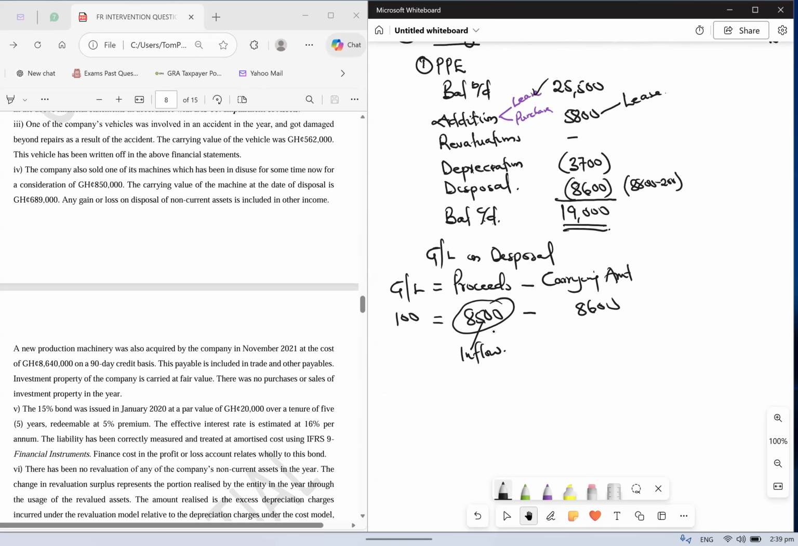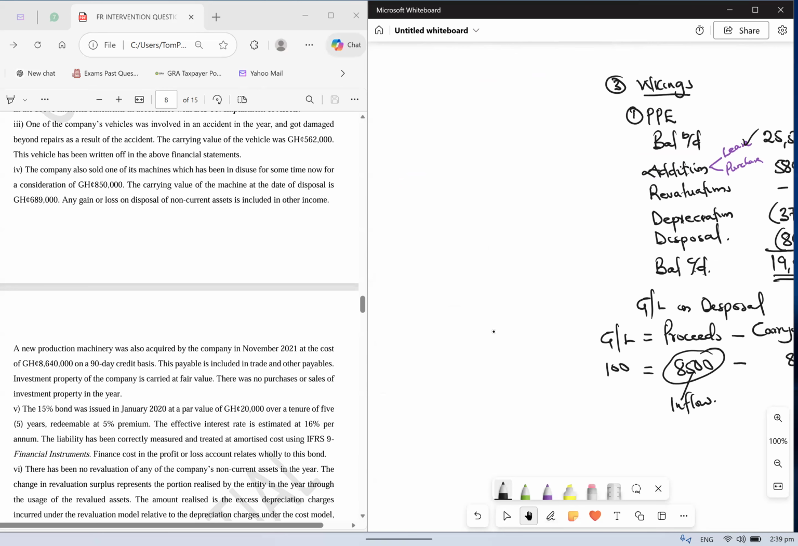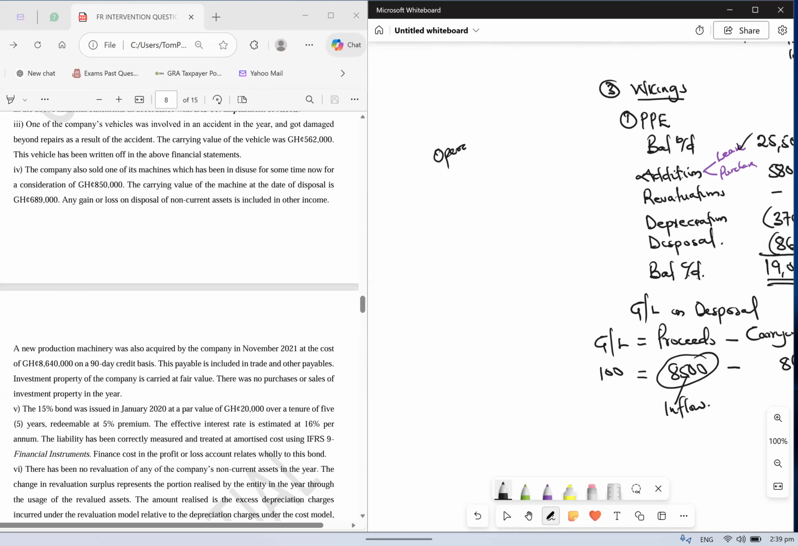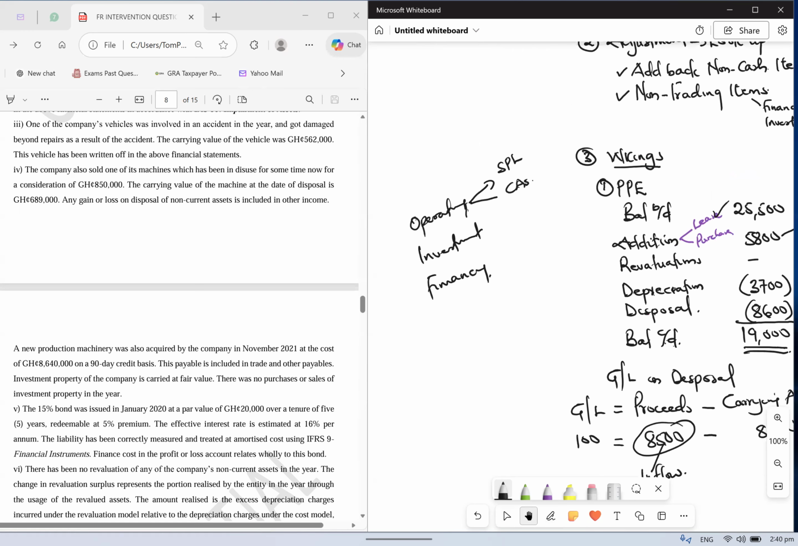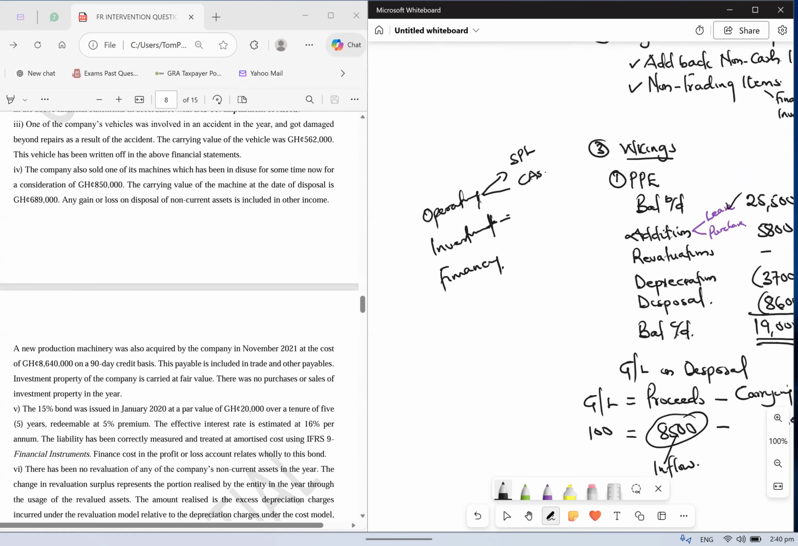So you know that cash flow has three arms. We have operating activities, investing activities, financing activities. Now, your operating activities is fished out from your SPL, the operating side, and your current assets. That is where we fish it out from. Investing activities is an investment you made. You fish it out from your non-current assets.